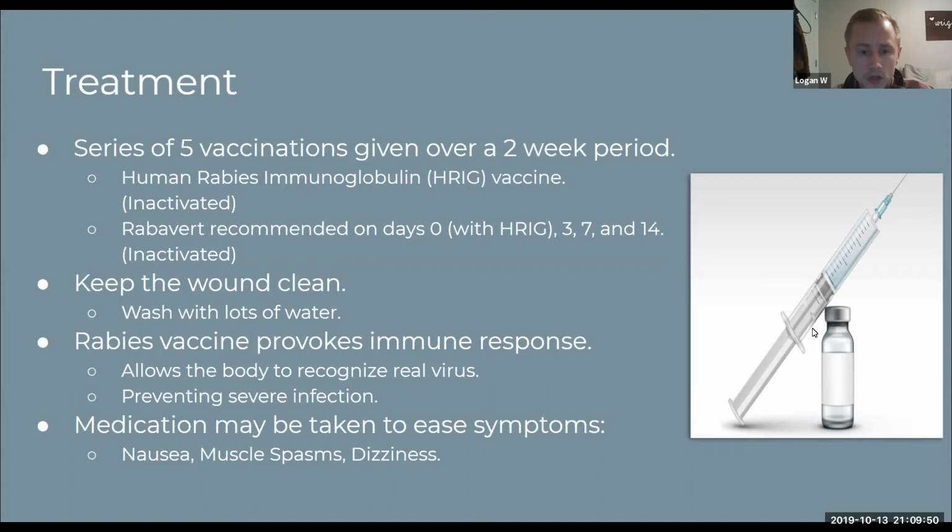These vaccines work in much the same way that other familiar vaccines work. By introducing inactivated virus to the body, the vaccine allows the immune system to recognize the live invader and hopefully have a better chance of killing it before the infection becomes severe. In addition to receiving these critical vaccines, the patient should also keep the wound clean by washing with large amounts of water. Infected individuals may also be treated for some of the symptoms of rabies, including nausea, muscle spasms, and dizziness, using common medication.